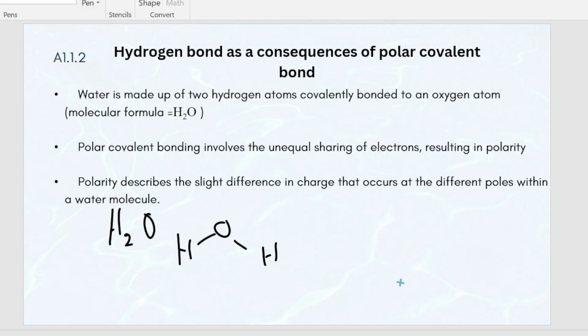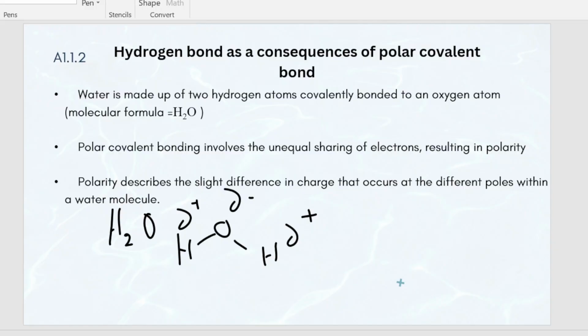So in a polar covalent bond, there is electron sharing between two atoms of different electronegativity. Now between this oxygen and this hydrogen, there is a sharing of electrons. Oxygen is more electronegative. By the word electronegative, we mean the ability of an atom to draw electrons towards itself. So think of oxygen as more electronegative. That means oxygen draws more electrons or attracts more electrons towards itself, while hydrogen is partially positive. The two hydrogens are partially positive. So more electron is drawn towards the oxygen than to the hydrogen.